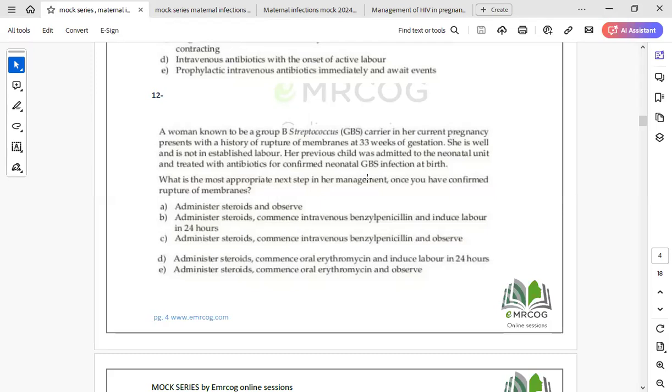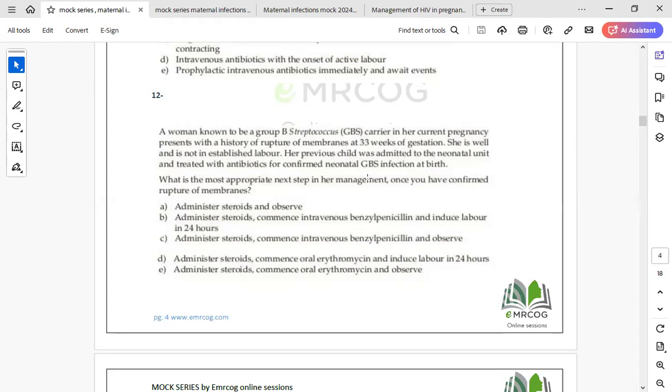They are tempting you to induce her. Take care, guys. Prematurity here wins. So you are not going to induce this patient. We can watch and see. I'm not going to induce her.